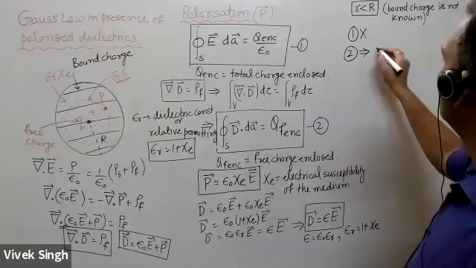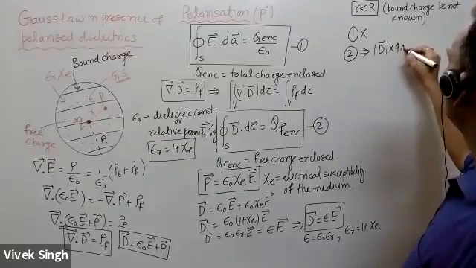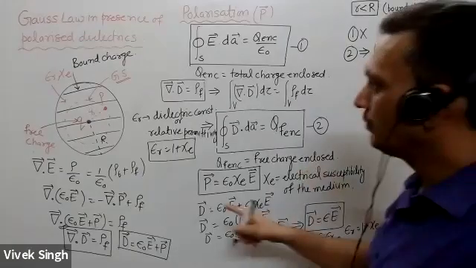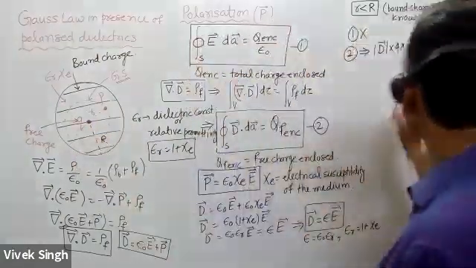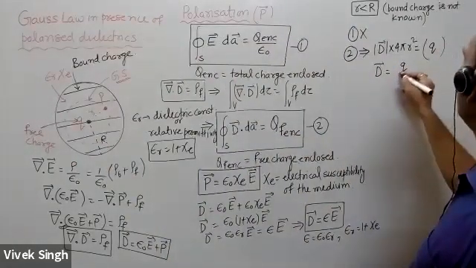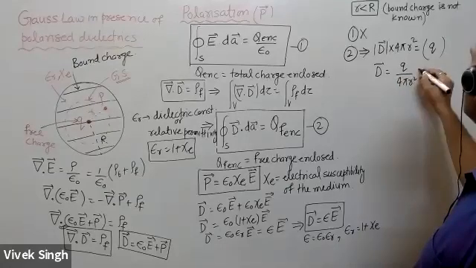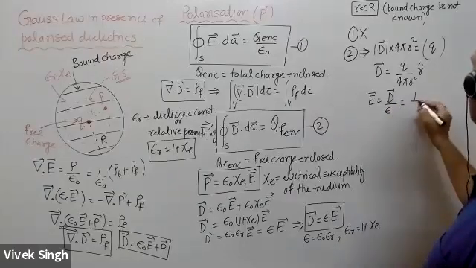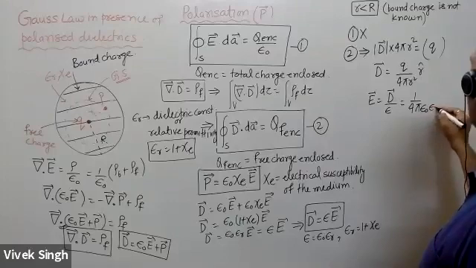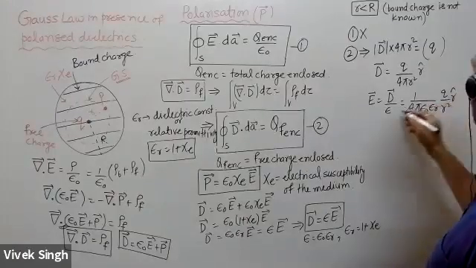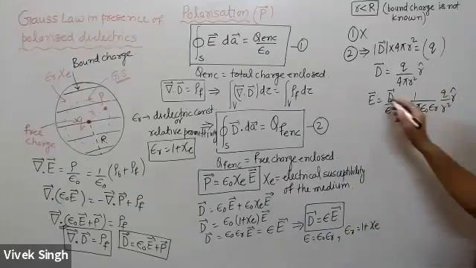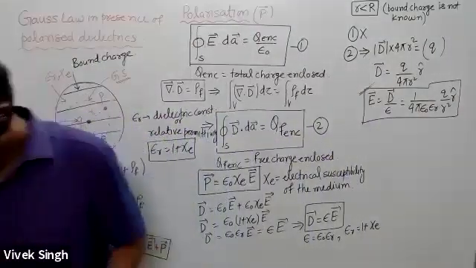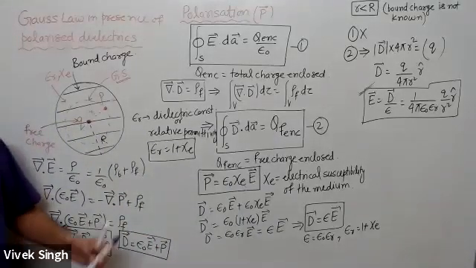So from equation 2, we get mod D into 4 pi r square, and the right hand side is the free charge enclosed. What is the free charge within the Gaussian surface? That is simply Q. So D is given by Q by 4 pi r square r cap. Now E will be given by D by epsilon, where epsilon is epsilon 0 epsilon r. So that is 1 by 4 pi epsilon 0 epsilon r, Q by r square, r cap. This is the electric field inside a polarized dielectric. Is it clear?